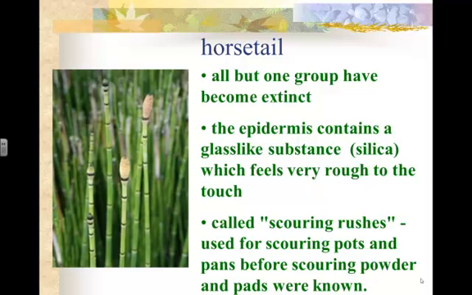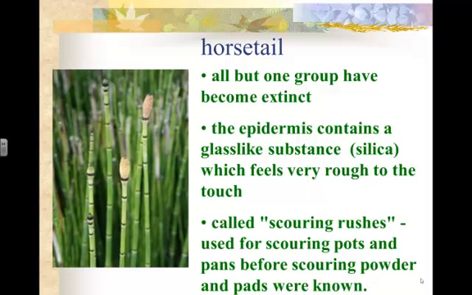Horsetail is quite unique, and all of the species except one has become extinct, but the other one that's not extinct is very predominant. And this is when all the leaves are off, and this is what's left. And the epidermis in these stalks, they contain a glass-like substance that's called silica, and you do need to know that. Therefore, that makes its feel very rough.